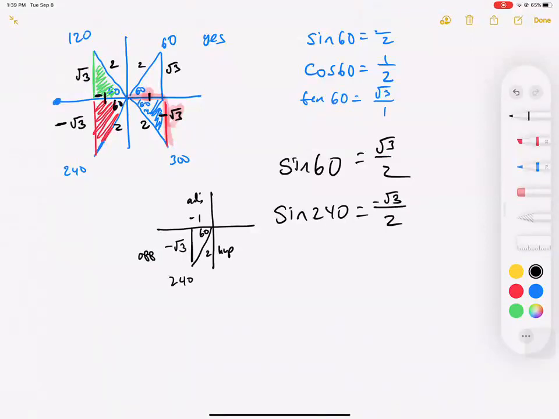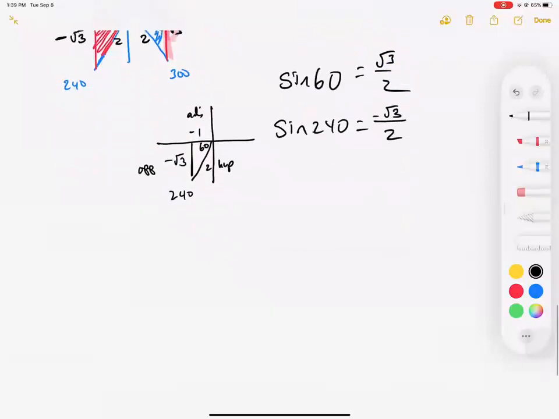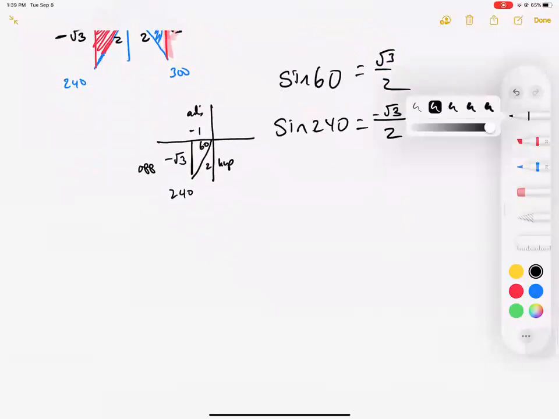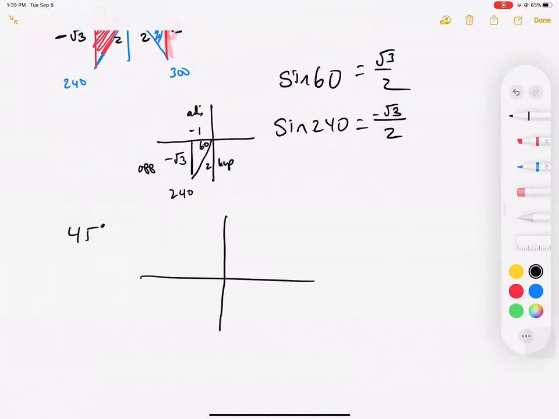Okay, let me pause for a moment. So we got one more type of triangle to do, actually two more, and then we'll call it. Then I'll show you how to do the calculator one. So let's do 45-degree triangles. 45 degrees are born from a square. I give you a square. Isn't a square 90, 90, 90, 90? And if I cut a square in half, each of those side angles becomes 45.